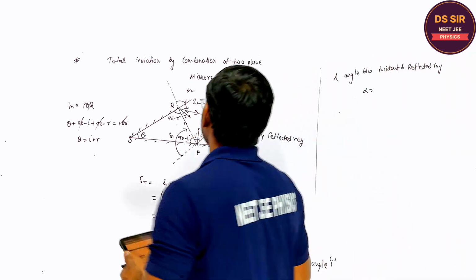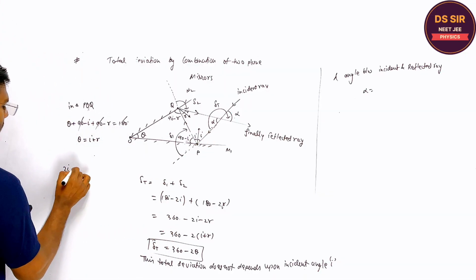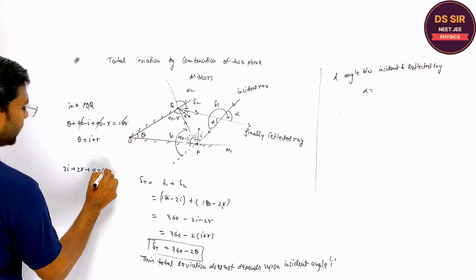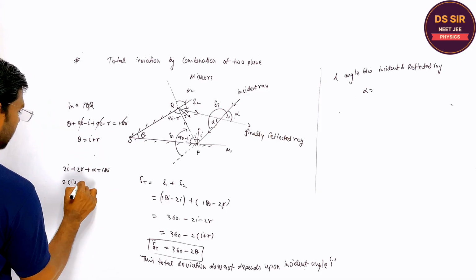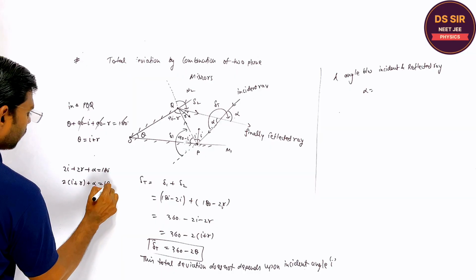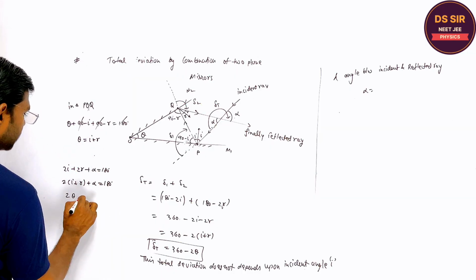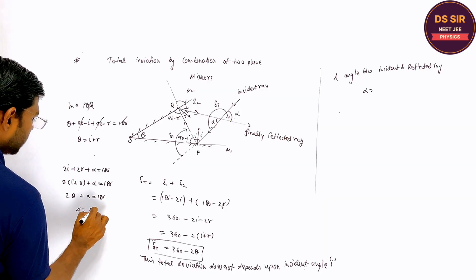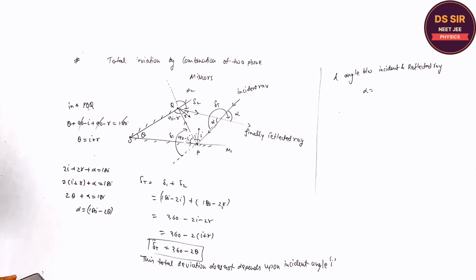In this triangle, 2I plus 2R plus alpha is equal to 180 degrees, and I plus R is equal to theta. So alpha is equal to 180 minus 2 theta. Is it clear or not?